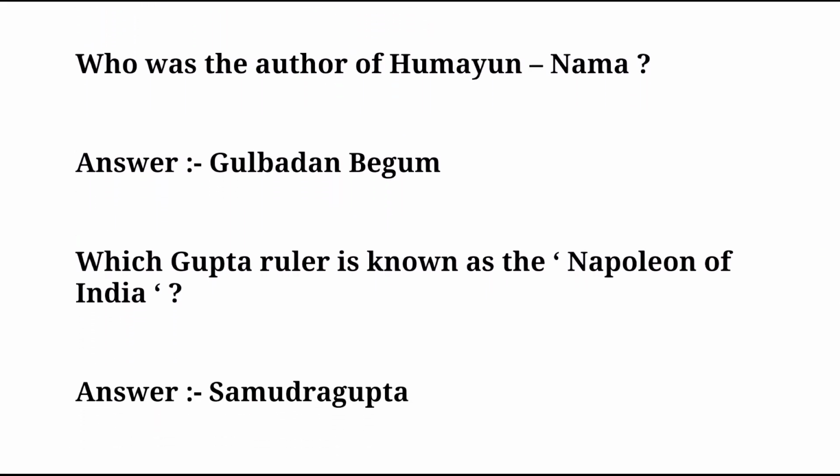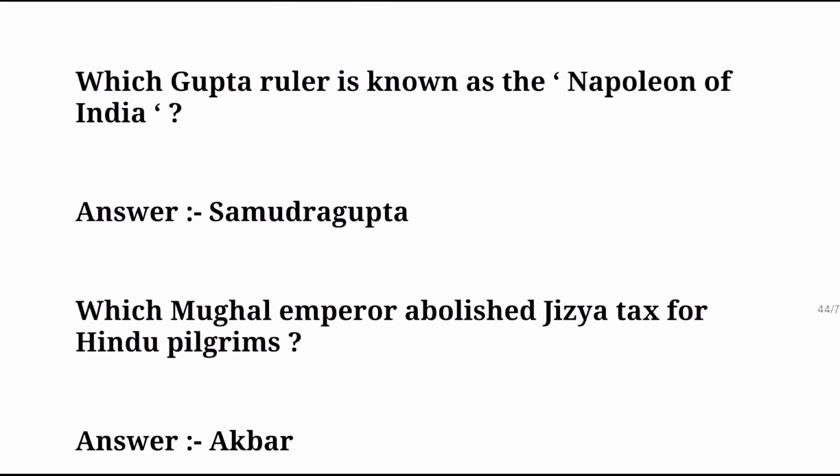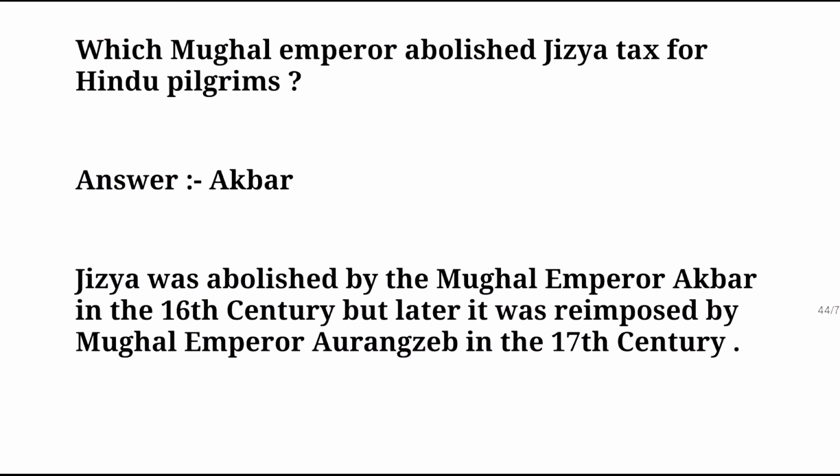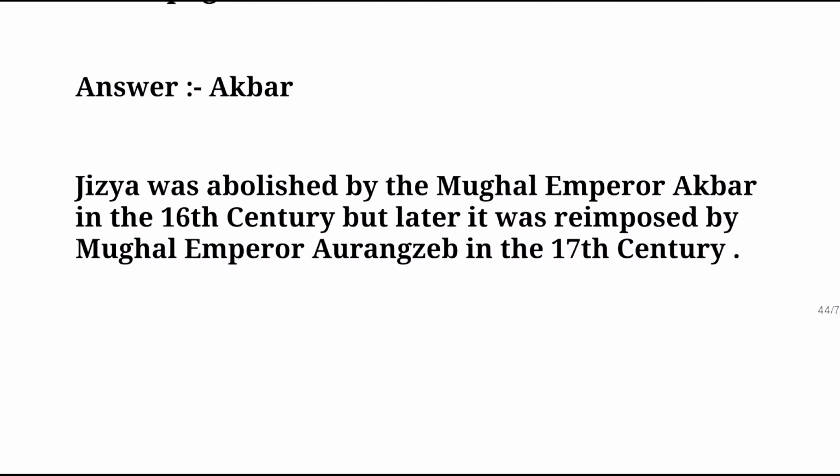Answer. Gulbadan Begum. Which Gupta ruler is known as the Napoleon of India? Answer. Samudragupta. Which Mughal emperor abolished jizya tax for Hindu pilgrims? Answer. Akbar. Jizya was abolished by the Mughal Emperor Akbar in the 16th century, but later it was reimposed by Mughal Emperor Aurangzeb in the 17th century.